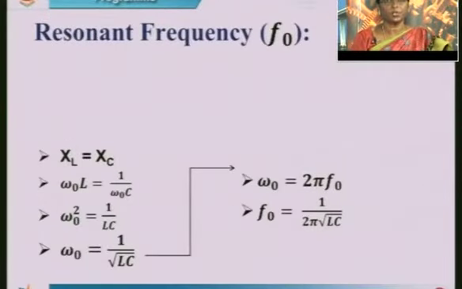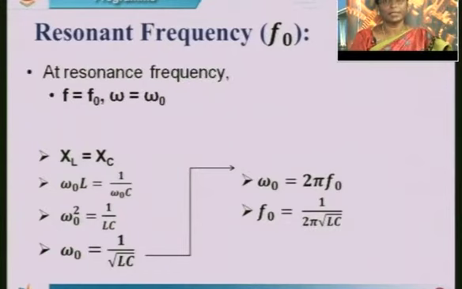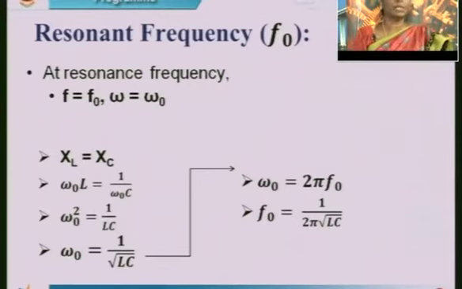Now, we are going to check the expression for resonance frequency. We know that the frequency is a variable parameter, and as we vary the frequency of the source, at a particular frequency resonance will occur, which we call the condition of resonance, at which inductive reactance is equal to capacitive reactance. At that particular frequency, we represent F as F naught, and omega as omega naught, where XL equals XC.